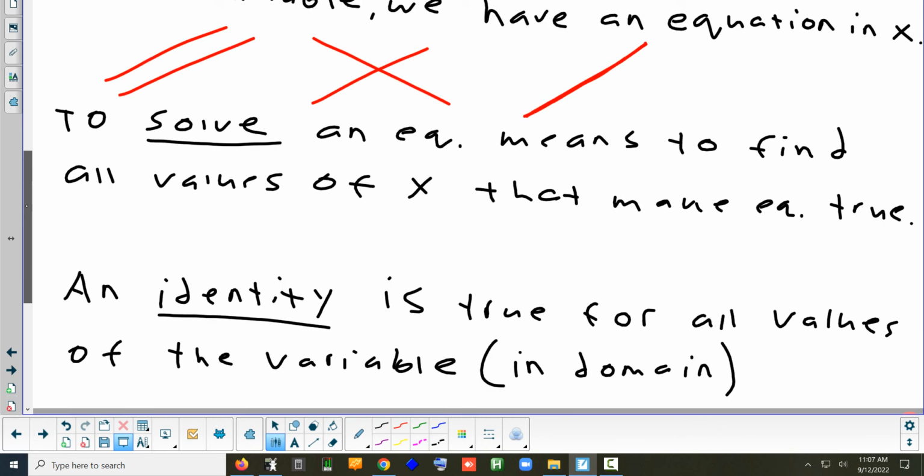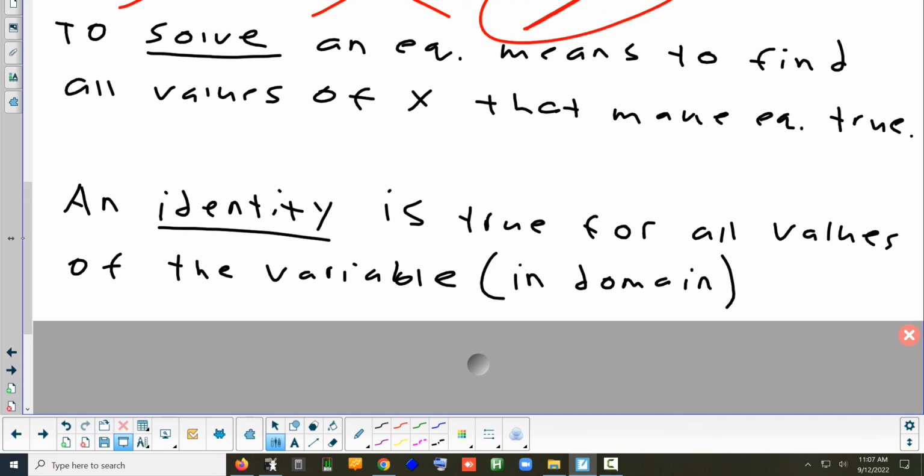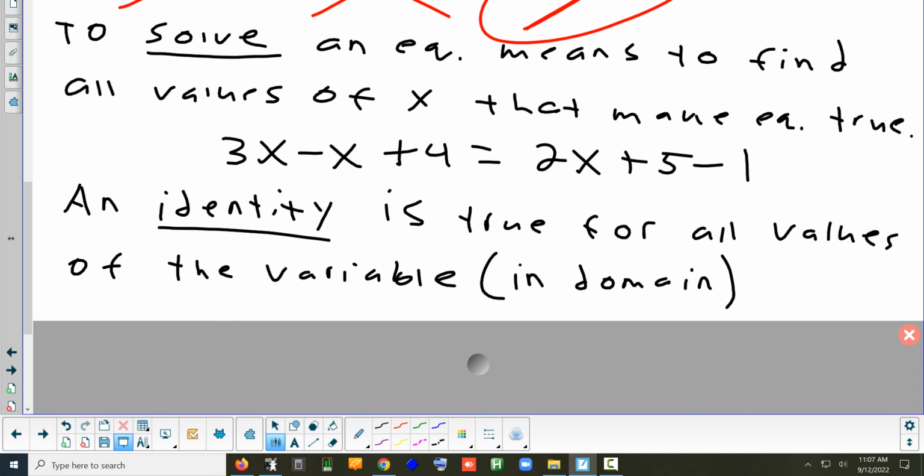So this case right here, where you graph two lines and they come out exactly the same, that's called an identity. An example of an identity would be something like this. If you solve that, you're going to end up with 4 equals 4. This is 2x plus 4, and this is 2x plus 4 on the right. They're exactly the same thing. So that equation is an identity. It has an infinite amount of answers.